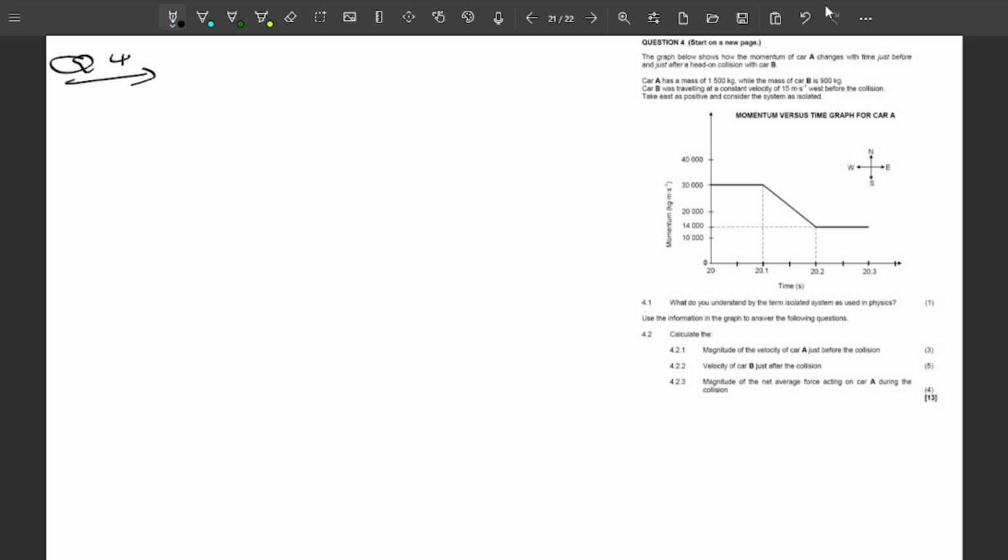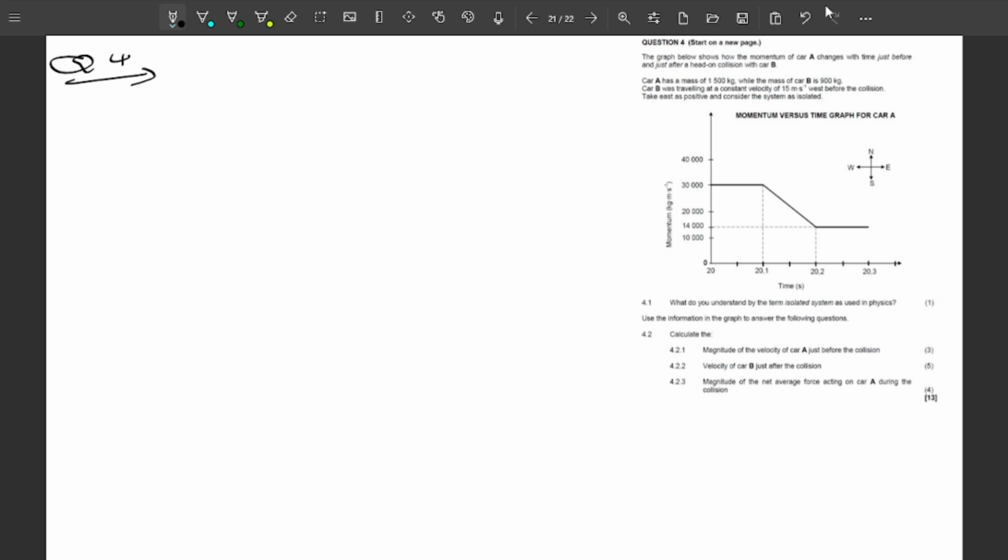Now what does this graph show? The graph shows how the momentum of car A changes before and after it collides with car B. So this is basically the momentum versus time graph for car A. Okay. So they ask us this important question.